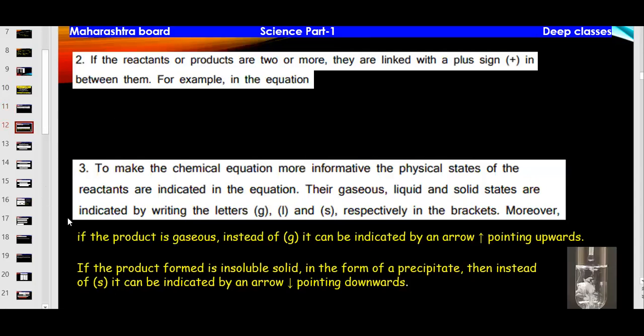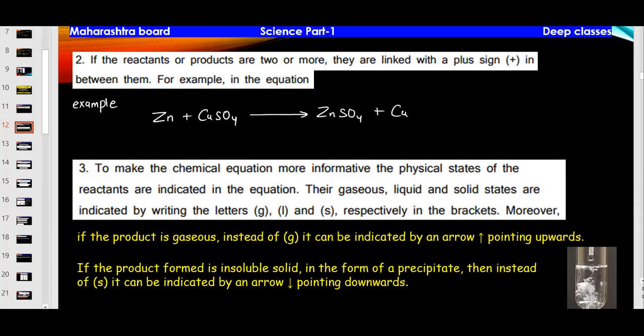Next point is if the reactants or products are two or more, they are linked with a plus sign in between them. Suppose there are two reactants. It's not only one reactant, there are two reactants. Let me write an example here. Suppose we are taking zinc dust and adding zinc dust in copper sulfate solution. So zinc dust and copper sulfate solution, these are two reactants we have. So to show the link between them, we have to use a plus sign. And this reaction gives what? It gives zinc sulfate and it also gives copper.